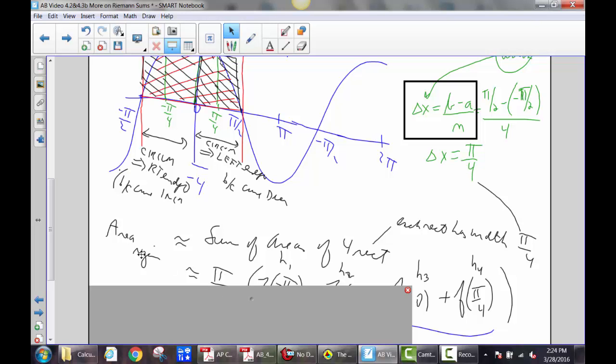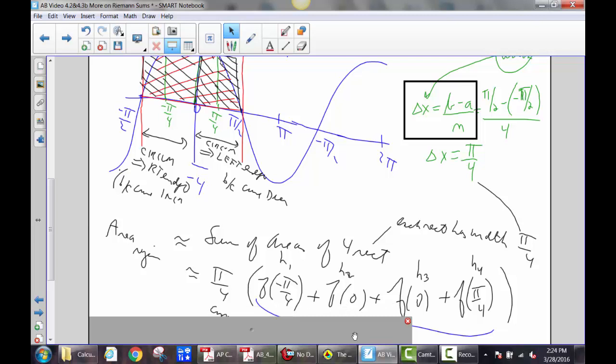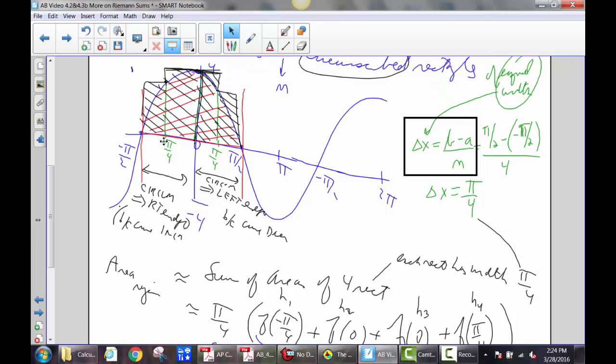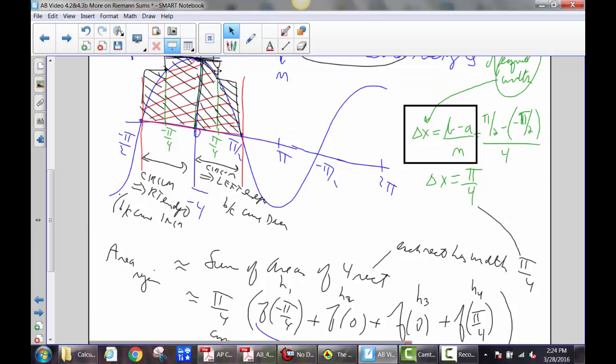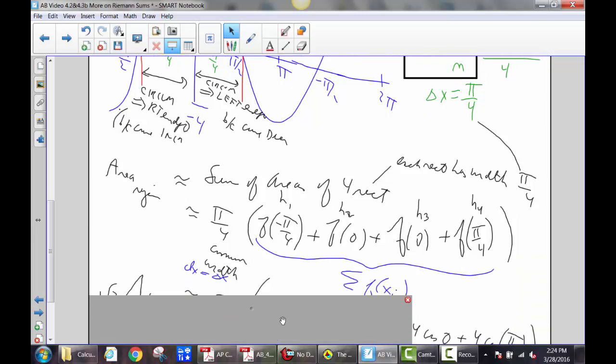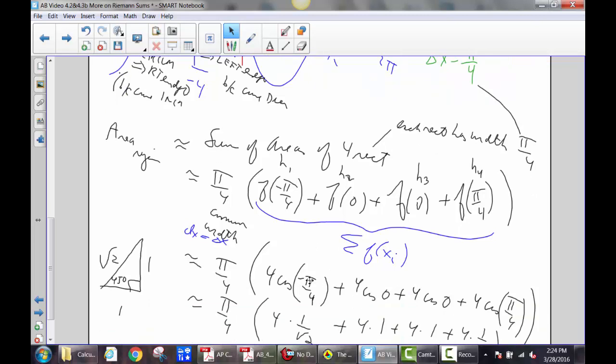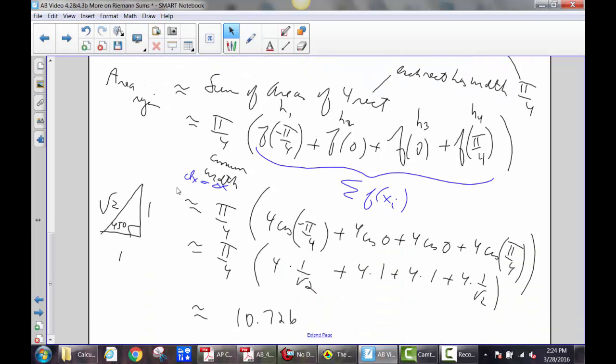Now, the area of the entire region is approximately equal to the sum of the areas of those 4 rectangles. Because they all have the same width, I'm just going to pull that width on the outside, and then times the height of the first rectangle, which is f of negative pi over 4, the height of the second rectangle, which is f of 0. Now it turns out the height of the third rectangle is also f of 0, and of course the last one, the height, is f of pi over 4, and f of x being cosine x, and then you evaluate all of those different pieces and you get 10.726.